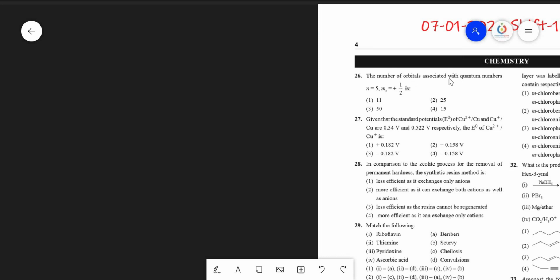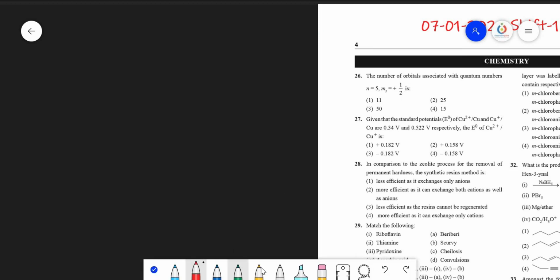The number of orbitals associated with quantum numbers n equals 5 and magnetic quantum number plus half is... So the value of n is given as 5, and they are asking about the number of orbitals. To calculate the number of orbitals in a given shell, the formula is n square. Here n is 5, so it becomes 5 square equals 25. So option 2 is correct.